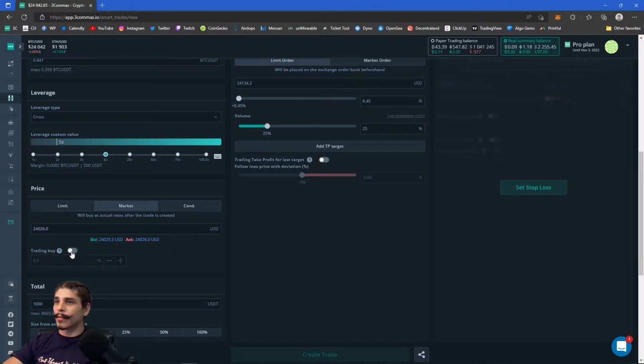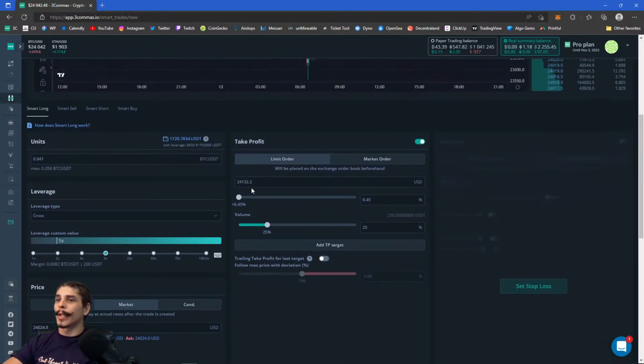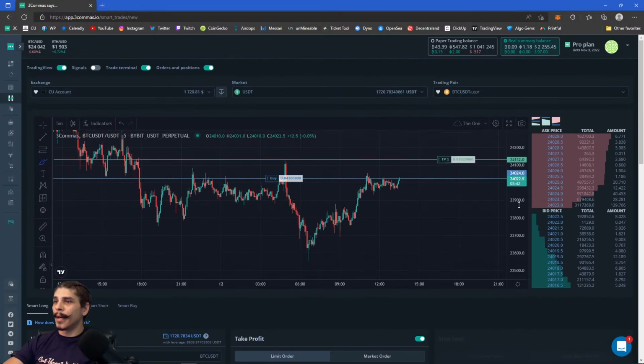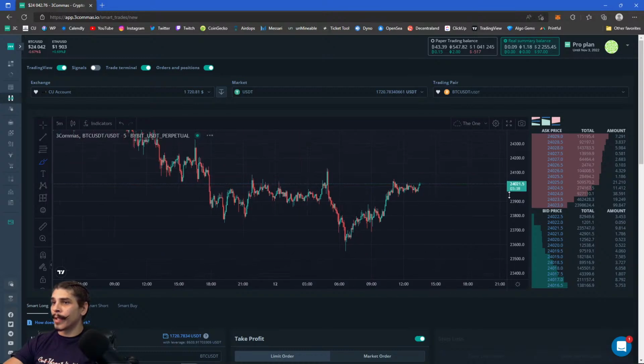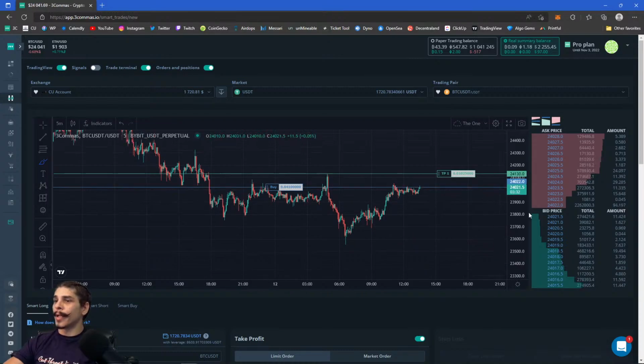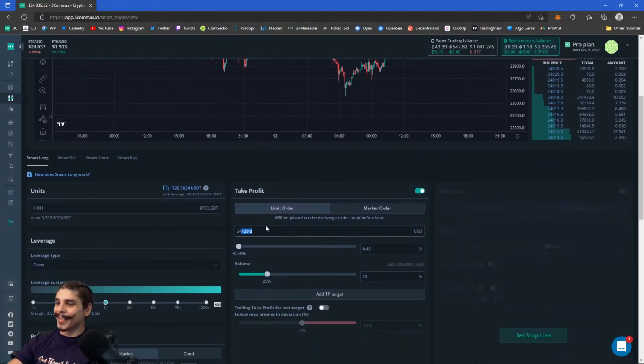Let me see if I can turn off trailing buy. There we go. Okay, it was trailing buy. Little bastard. All right, now I can put in the specific value. I see that's not really a viable option anyway, so I'll move over to this one here and we'll say 24109. So now I can come in here, 24109. Perfect. That's what I wanted to do.